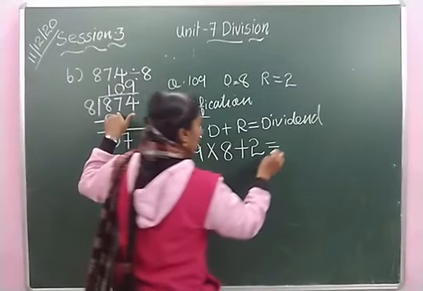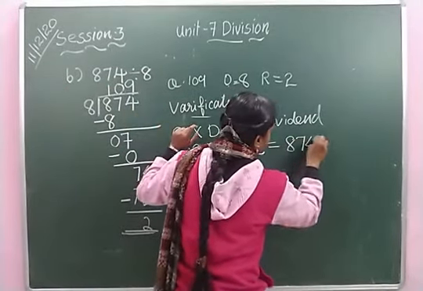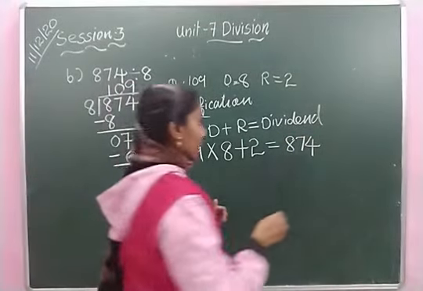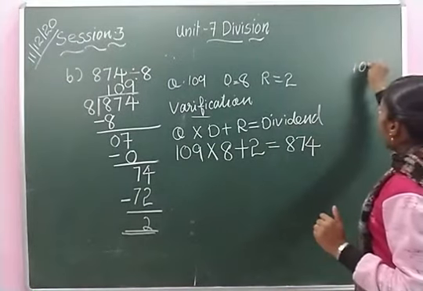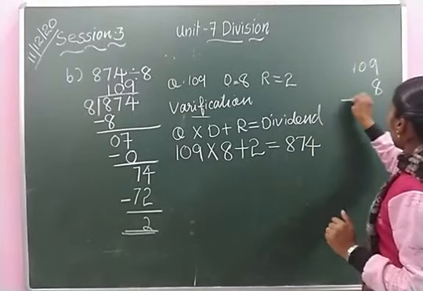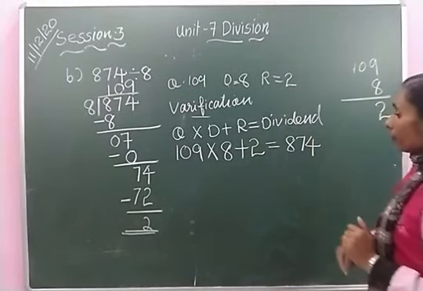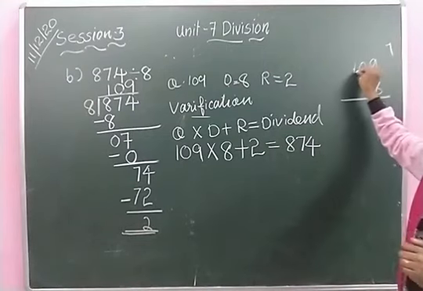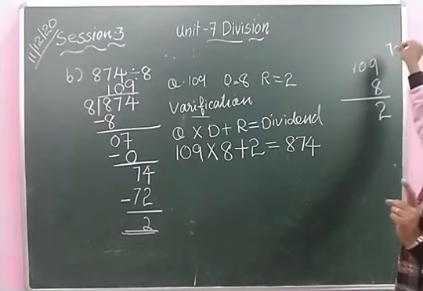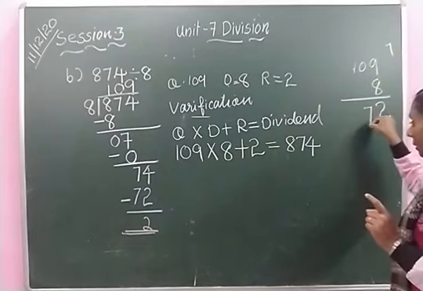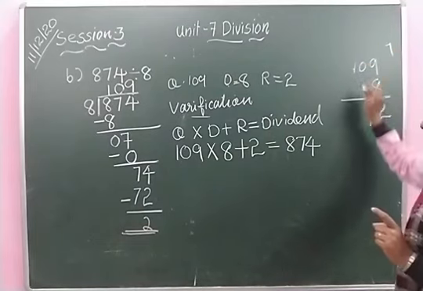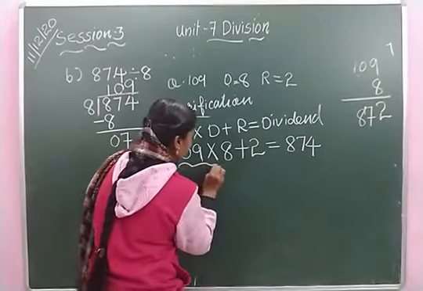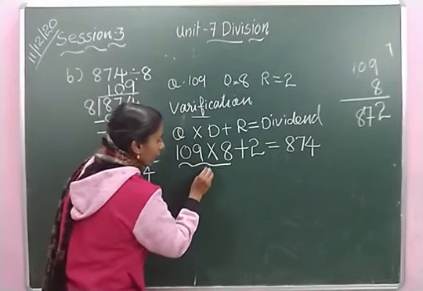Dividend is equal to 874. Then let's see, 109 multiplied by 8, what will we get there? 9 8s are 72, 7 is carry over. 0 multiplied by 8 is 0, 0 plus 7, 7. Then 1 8 is 8. So 872. By multiplying these two numbers, we have got 872.